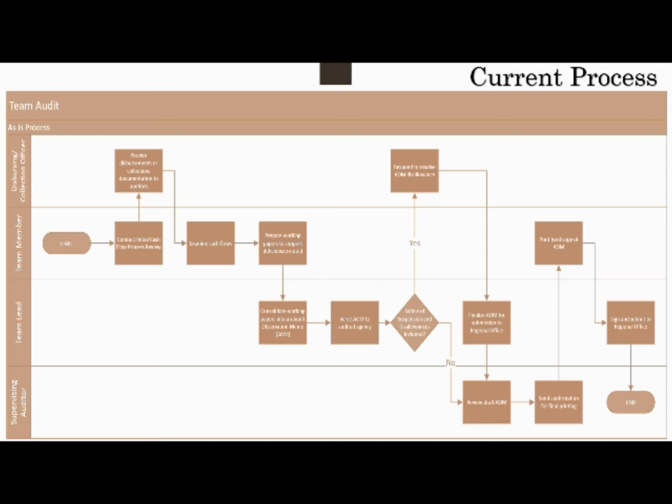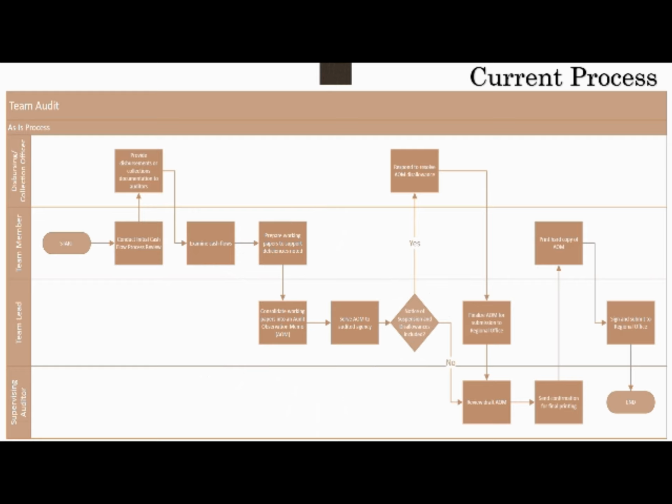For the current process, it starts with one of the auditing team members conducting an initial cash flow process review with the assigned agency, and then the disbursing or collection officer of that agency will provide disbursements or collections documentation to the auditor. Then a cash flow examination will be done, the documents will be prepared, and an AOM or audit observation memo will be served to the audited agency.